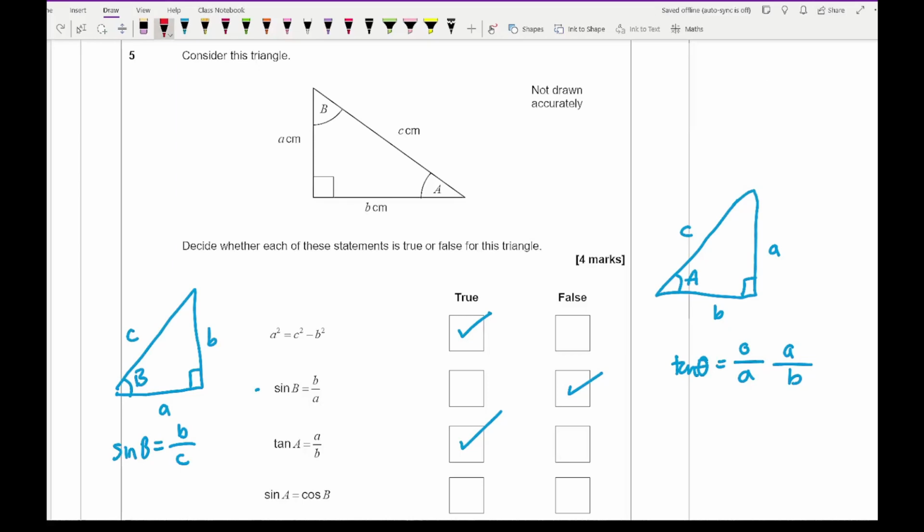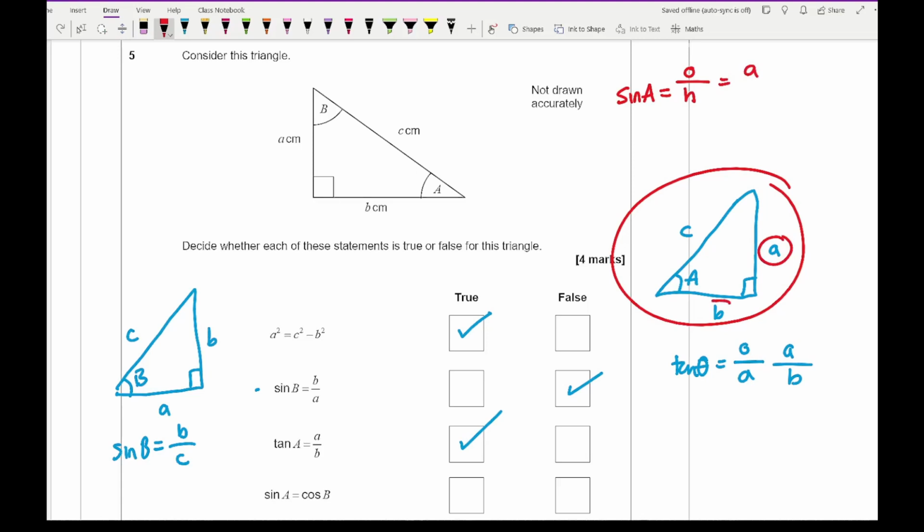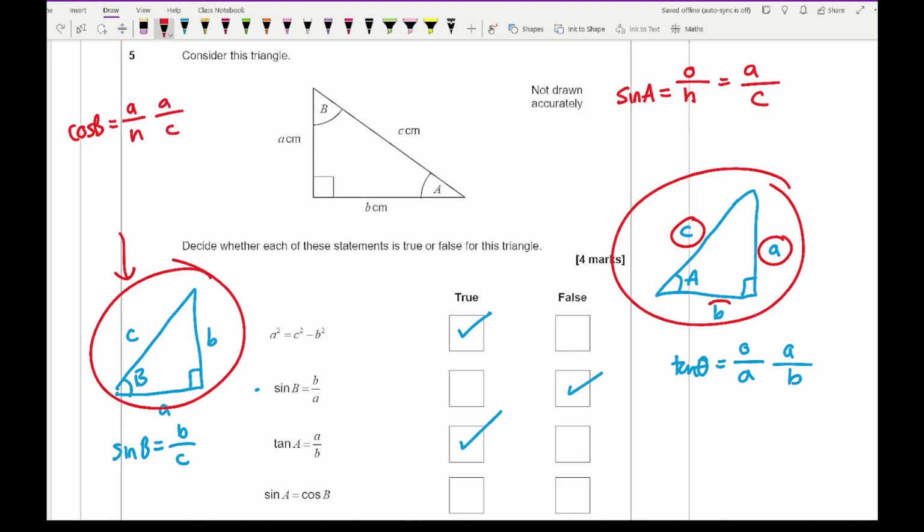Well, taking this particular triangle here, we know that sine a is going to be equal to the opposite over the hypotenuse. Now in this particular triangle, the opposite is a, and the hypotenuse is c, so it's a over c. Then taking cos b, if I use this triangle here, that is equal to the adjacent over the hypotenuse. And in this triangle here, the adjacent is a and the hypotenuse is c. So as you can see, both of them equal a over c, so that is going to be true.